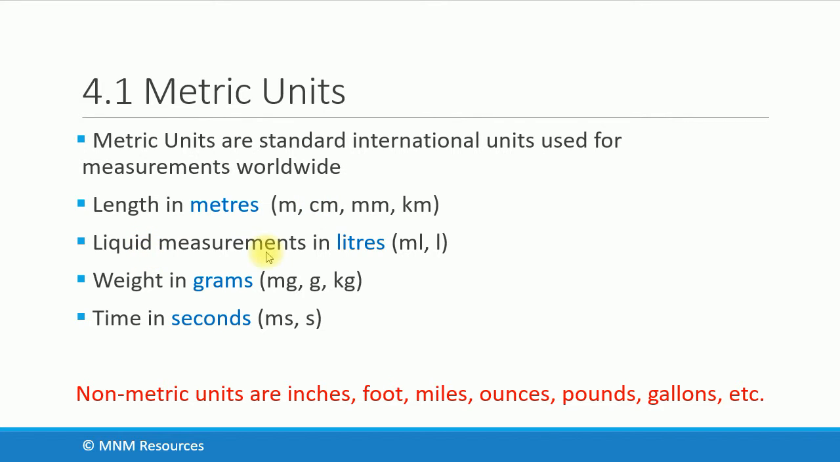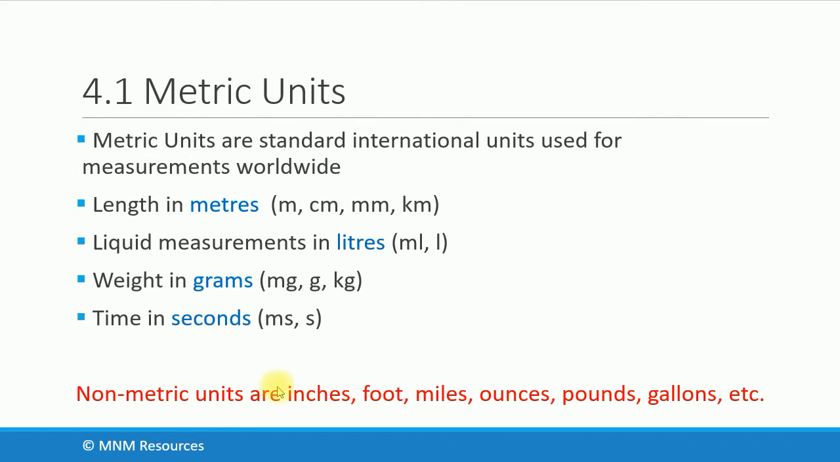For liquid measurements, you use liters. It can be milliliter or just liter. For weight, you measure it in grams. It can be milligrams, grams, or kilograms. And you measure time in seconds. Can be milliseconds or just seconds. So for length, weight, time, and liquid, you have their own metric units, which is meters, liters, grams, and seconds.